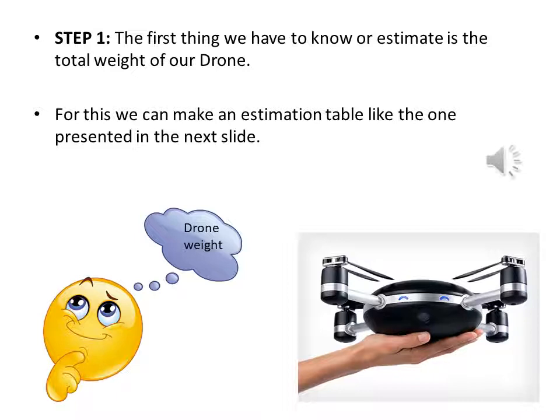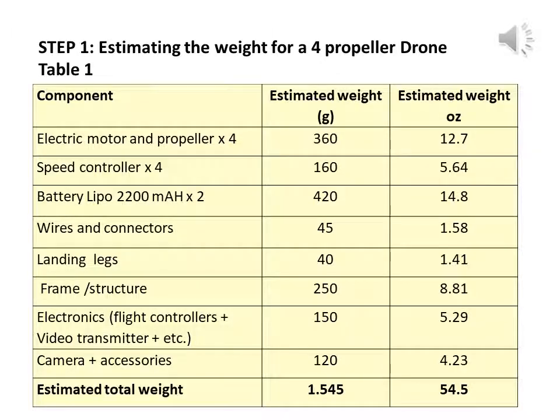The first thing we have to know or estimate is the total weight of our drone. For this we can make an estimation table like the one presented in the next slide. In this table we have listed the components of the drone with their estimated weight. The estimated total weight is 1,545 grams or 54.5 ounces. Don't worry if the weight is a little overestimated.